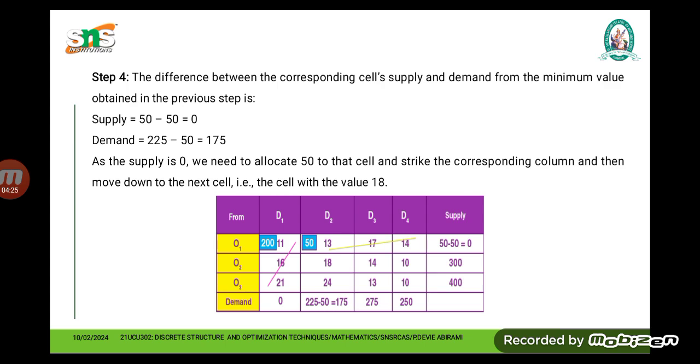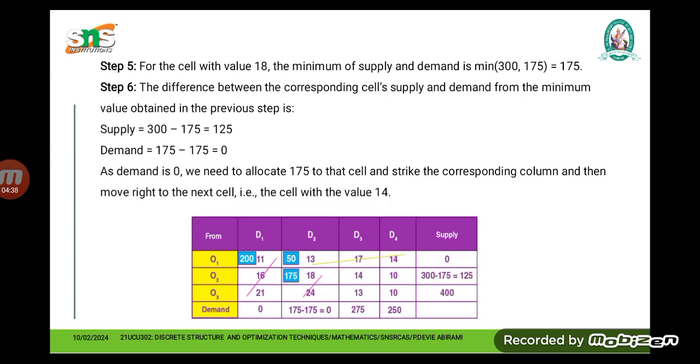In table 2, it is observed that the row is crossed out and the column balance is 175. Next, 18 is my northwest corner number, so I am going to allocate there. Here, between 175 and 300, the minimum value is 175, so I allocate 175 in the northwest corner and subtract that 175 from 300. I will get the value 125.